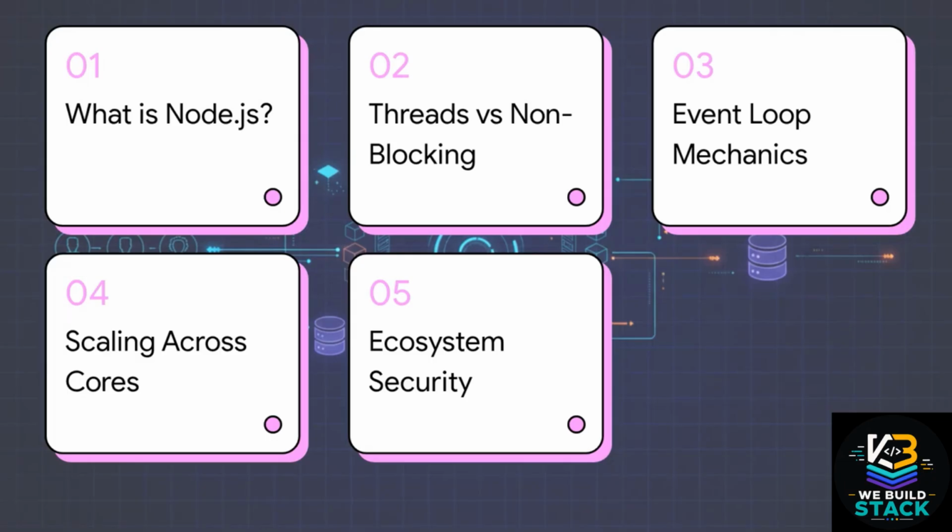Okay, let's dive into this. Here's our roadmap for the explainer. First, what is Node.js? 2. Threads versus non-blocking architectures. 3. Event loop mechanics. 4. Scaling across cores. And finally, number 5, ecosystem security.